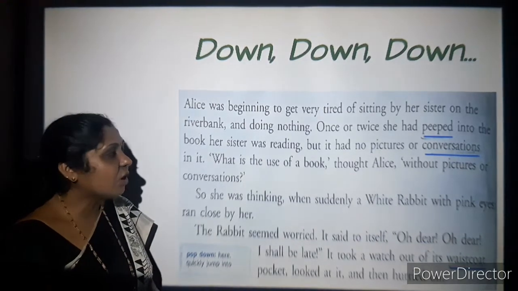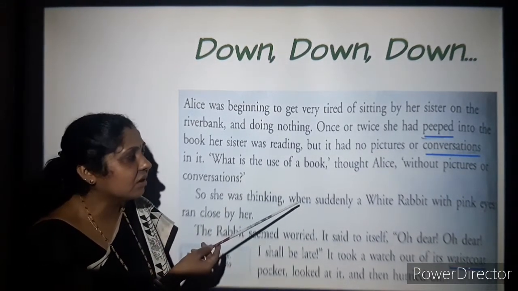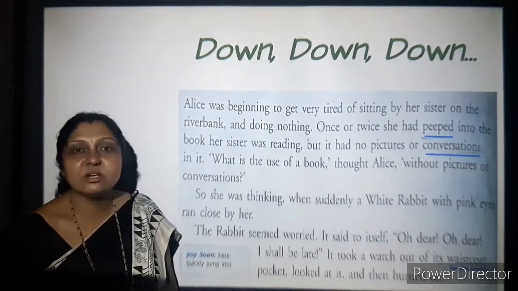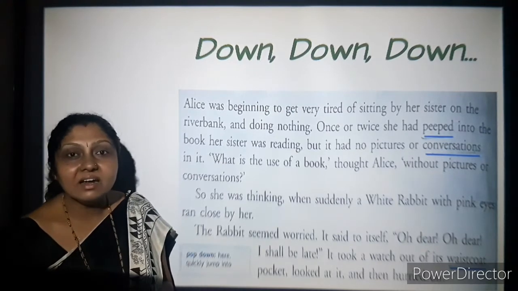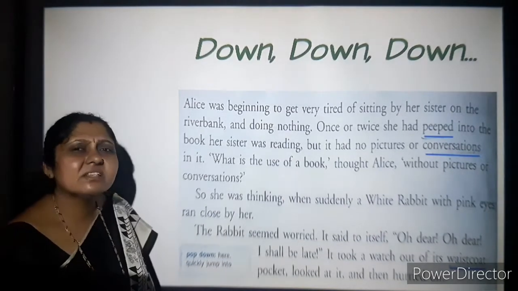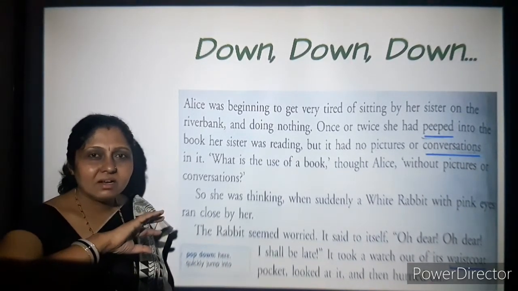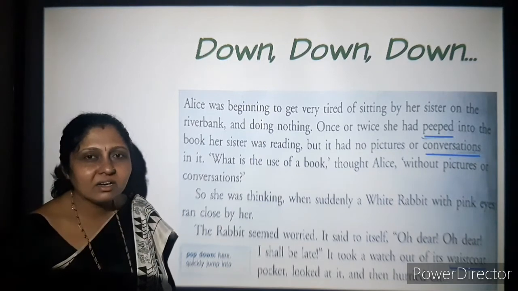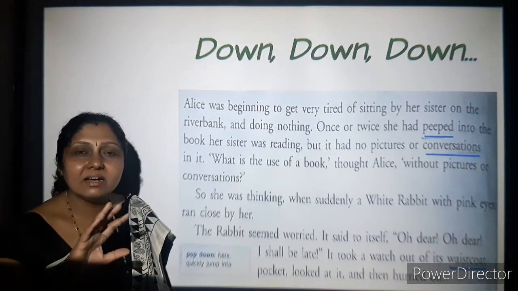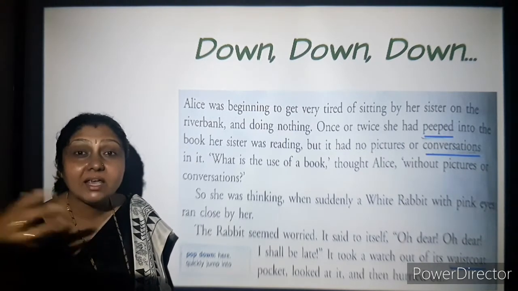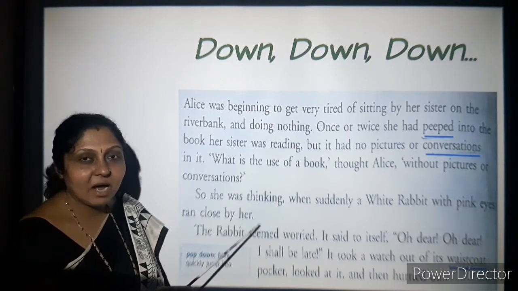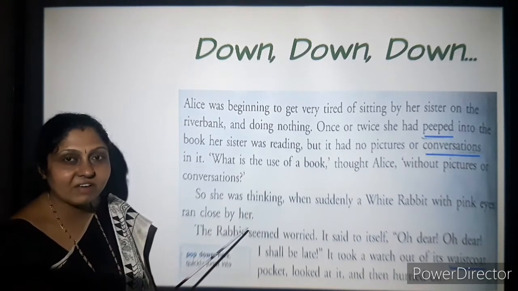Now see what thought she gets. What is the use of a book, thought Alice, without pictures or conversation? She did not feel that it was a very interesting book. So she was sitting and thinking something. See, this is how the story goes on. It's a fictional story, which means it's a narrated story. But here everything goes according to the imagination of Alice. She was thinking. See, now it suddenly changes to the imagination of Alice.